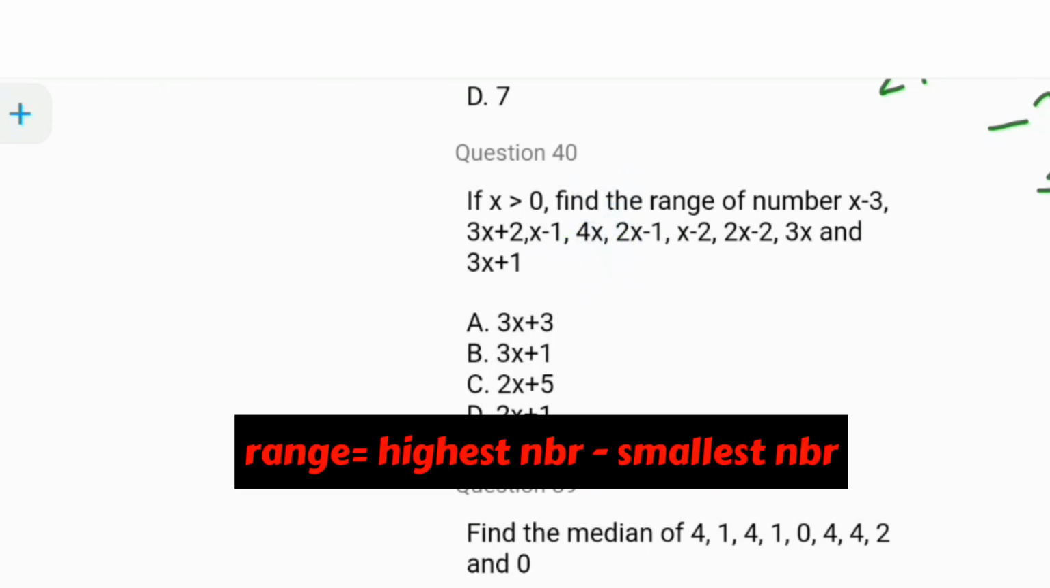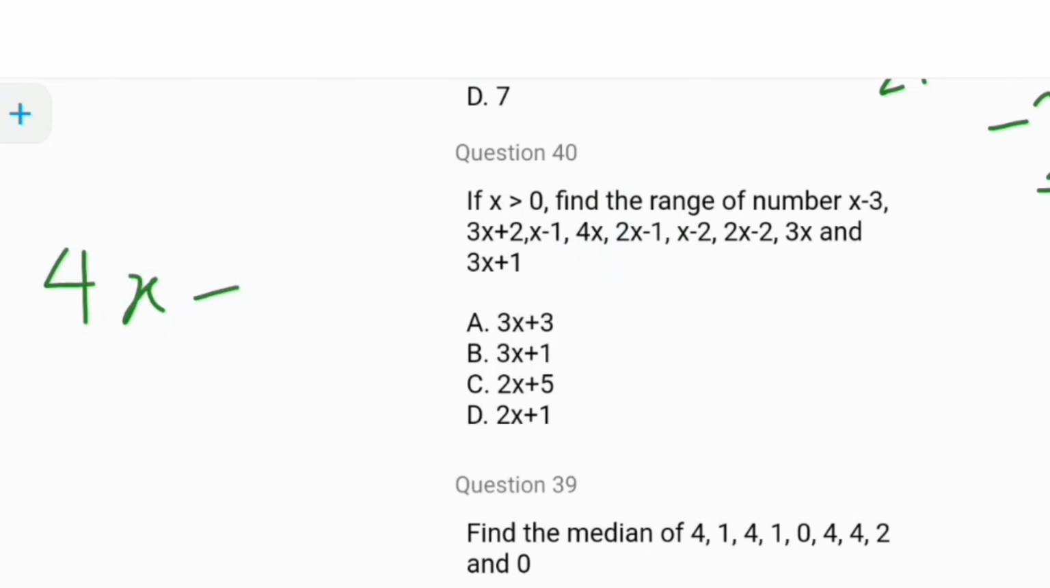So range is biggest number minus smallest number. So the biggest number there is 4x minus. Let's look for the smallest number now. The smallest one will be the one that has an ordinary single coefficient of x. So this one has x minus 1. This one has x minus 1. This one has x minus 2. And this one has x minus 3. So the smallest one will be x minus 3, because if you have ordinary x and you subtract 1 from it, you're going to get a small number. But if you subtract 3, the number will be smaller. So the smallest one there is x minus 3.